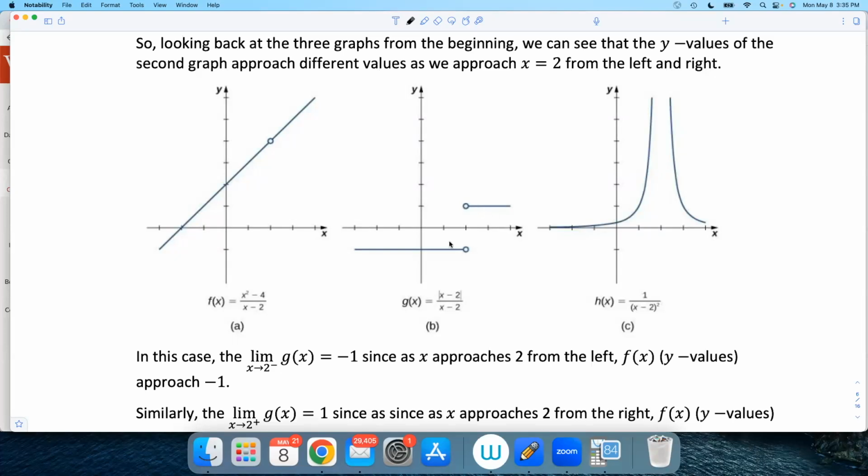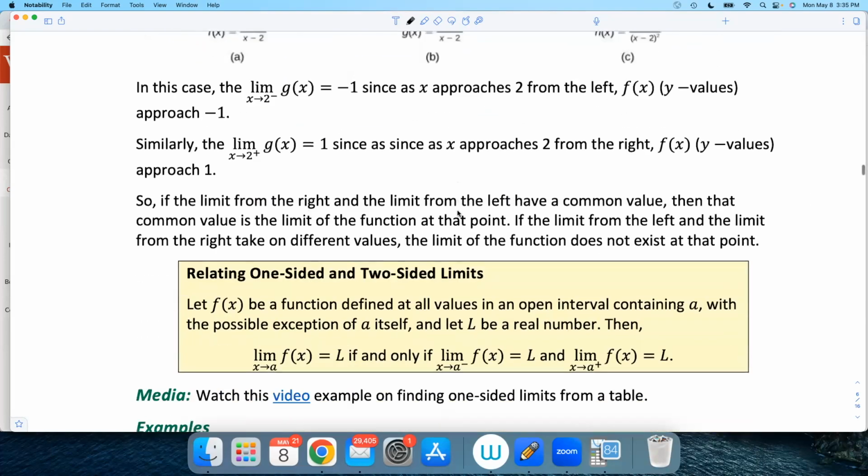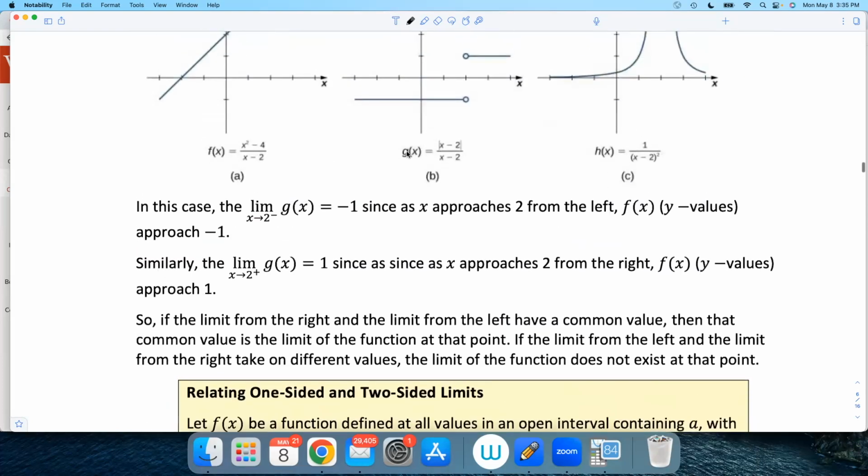In this graph, it's this information right here. Both one-sided limits exist, but they're 2 different numbers. That limit then does not exist. So the limit of g of x as x just approaches 2 without the little negative or the plus would not exist.